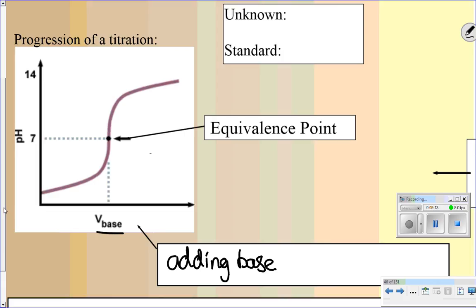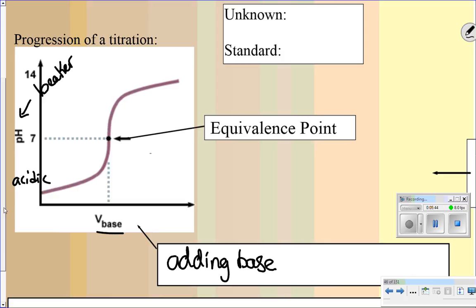And as we are adding that base, we are reading the pH in that beaker where the unknown solution is. So this pH over here is what we're measuring in our beaker or flask that contains that unknown. So our starting solution had a low or acidic pH. As we add base to it, the pH increases. When the pH reaches 7, we call this the equivalent point.